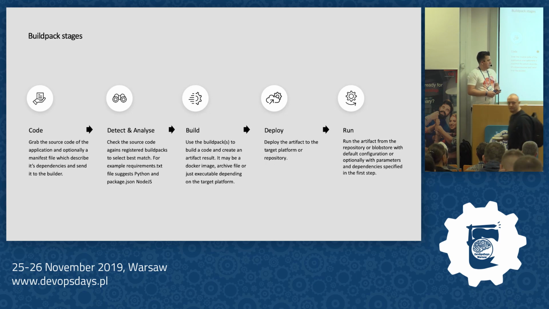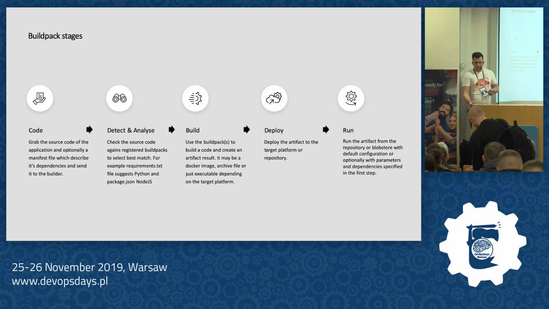The next step is build. When the correct buildpacks are chosen, the code is built by the builder image using those specific buildpacks. Sometimes not all buildpacks fit the same. There might be a better fit and a worse fit, and the buildpack lifecycle will choose the best ones. That's almost the end of the buildpack tool as it is, but the next step we really want to do is deploy the application, send it to the registry, and run it in the cluster.